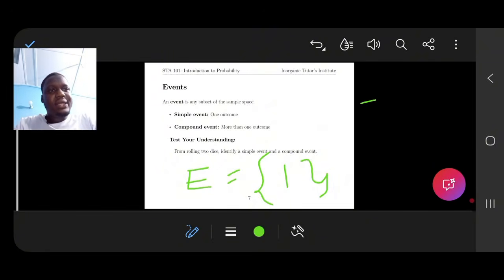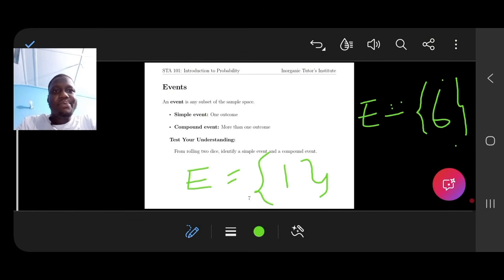Another event can be 6. That's also a simple event because it has just one outcome. We are only interested in getting 6. If you don't get 6, whatever you get is outside what we are interested in.